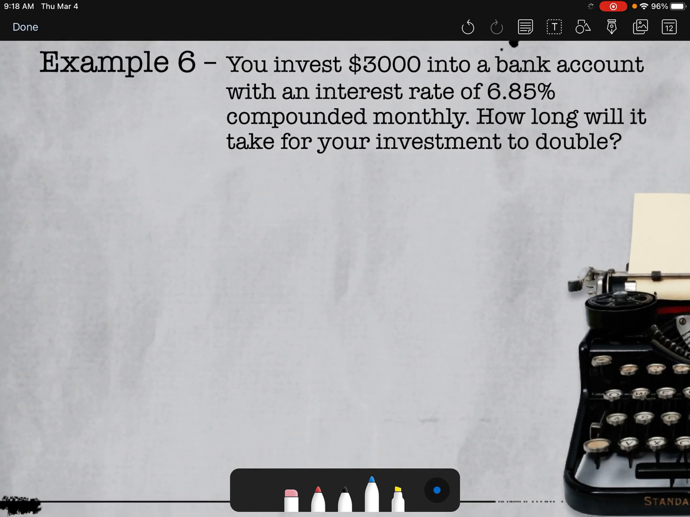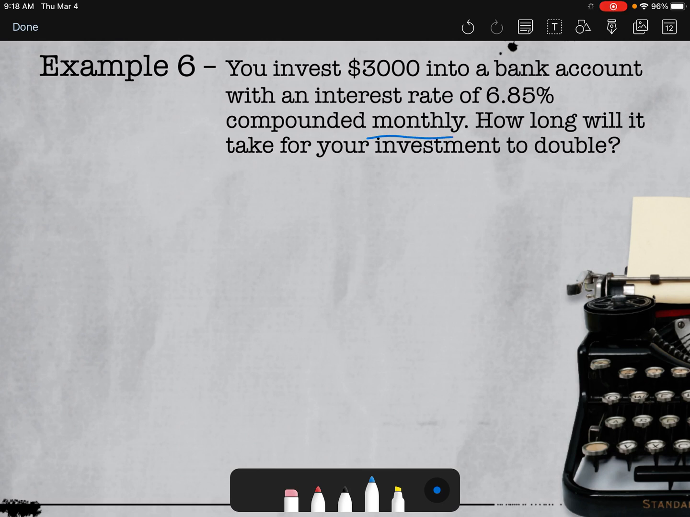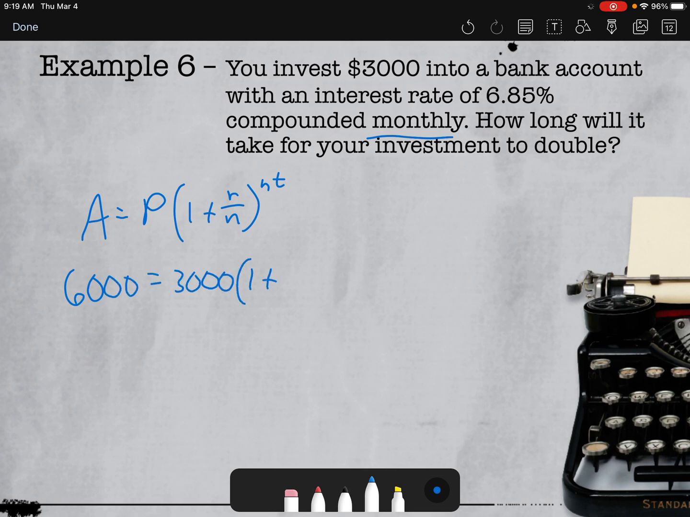Okay, now we do have a lot of real-world relationships with this. How long will it take your investment to double at 6.85% interest when you invest $3,000, compounded monthly? Okay, so let's go through the formula. This should look familiar. We want to know how long it'll take to double. That means we want 6,000 from 3,000, compounded monthly, and we need t. So there's our equation. Obviously, that's going to be 2.